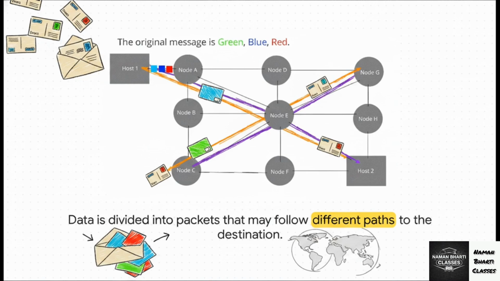Each postcard has the final address on it, but they don't have to stick together. One might take a route through Denver, another might go through Atlanta. They each find their own best way through the system depending on traffic, and then they all get put back together in the right order at the other end.